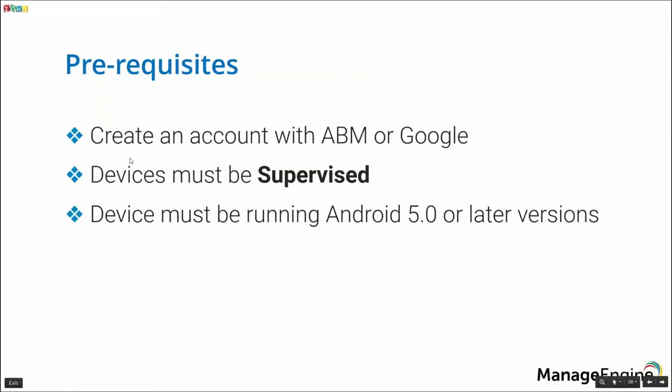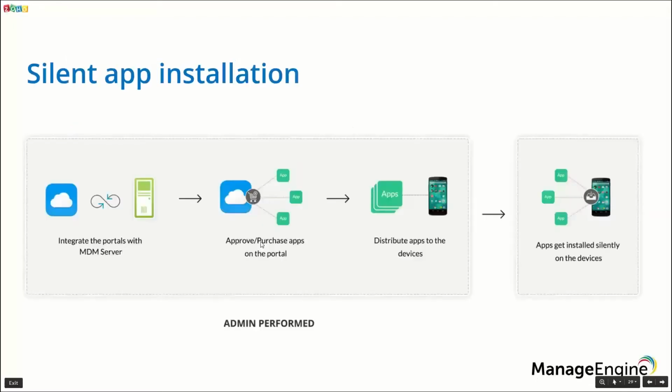Like I said about the prerequisite, you need to have an account with ABM or Google. That's a mandatory process, and the devices must be supervised. For an Apple device, if you wish to silently deploy without any user intervention, then the devices should be supervised. In case of non-supervised devices, the users will get a prompt for the app installation, and if the user sees the prompt and clicks on OK, then the app will be silently deployed. If not, the end user has to go again to the app catalog and initiate it. And for Android, the devices must be running Android 5 or later versions in order to silently deploy the application. And this is the workflow.